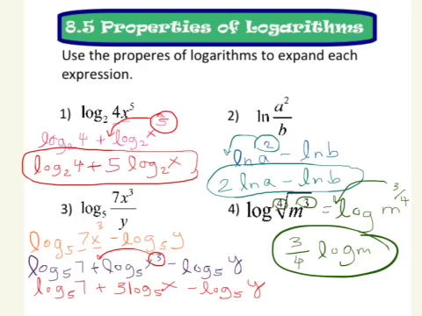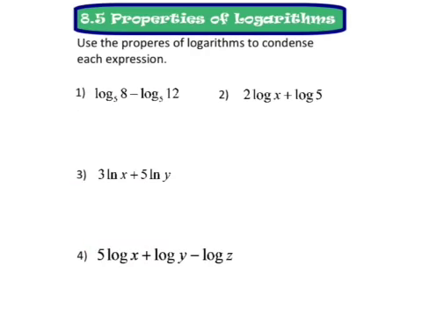And finally, once we've expanded, now the last thing we're going to do is condense. So when I condense number 1, if I have subtraction, that's going to turn back into division. So this will become log base 5 of 8 over 12. And if I have a fraction, I should reduce it to log base 5 of 2/3.